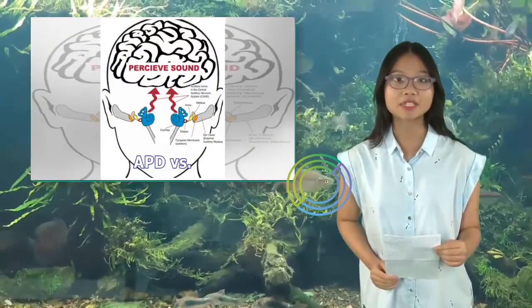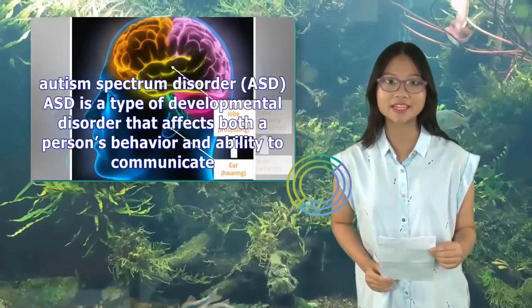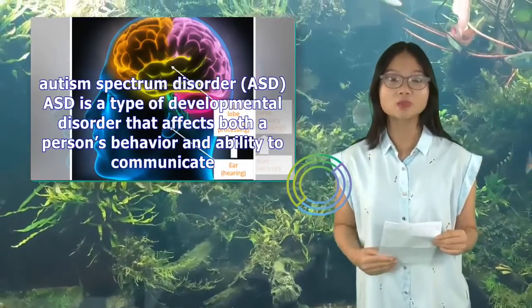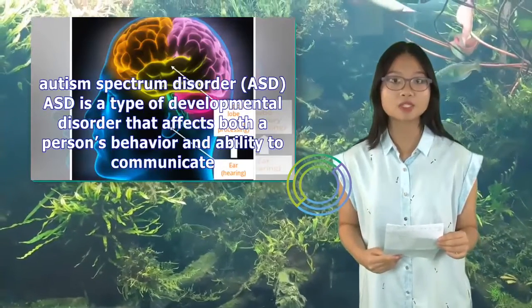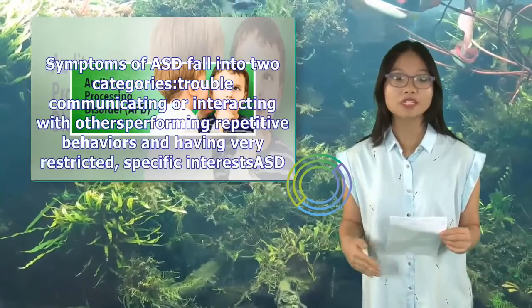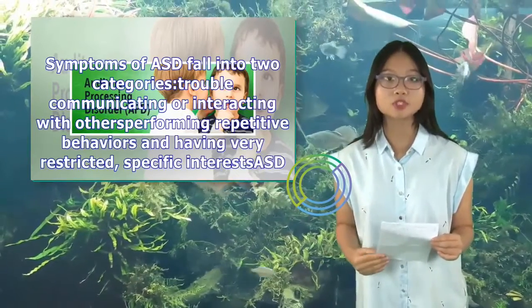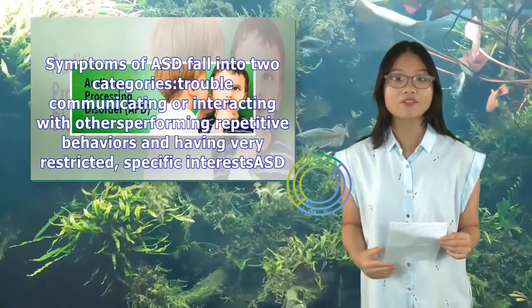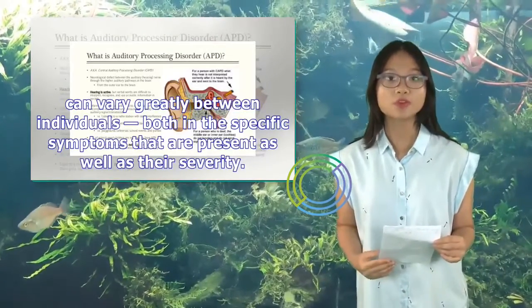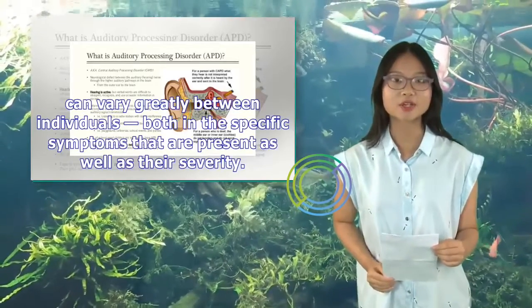APD versus autism spectrum disorder, ASD. ASD is a type of developmental disorder that affects both a person's behavior and ability to communicate. Symptoms of ASD fall into two categories: trouble communicating or interacting with others, and performing repetitive behaviors and having very restricted, specific interests. ASD can vary greatly between individuals, both in the specific symptoms that are present as well as their severity.